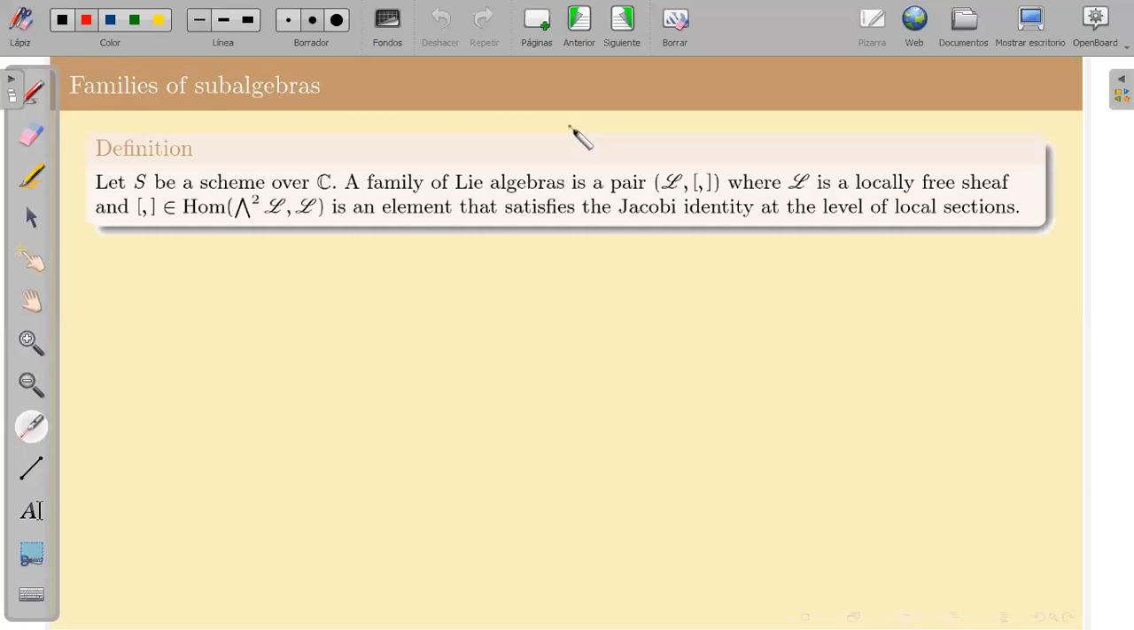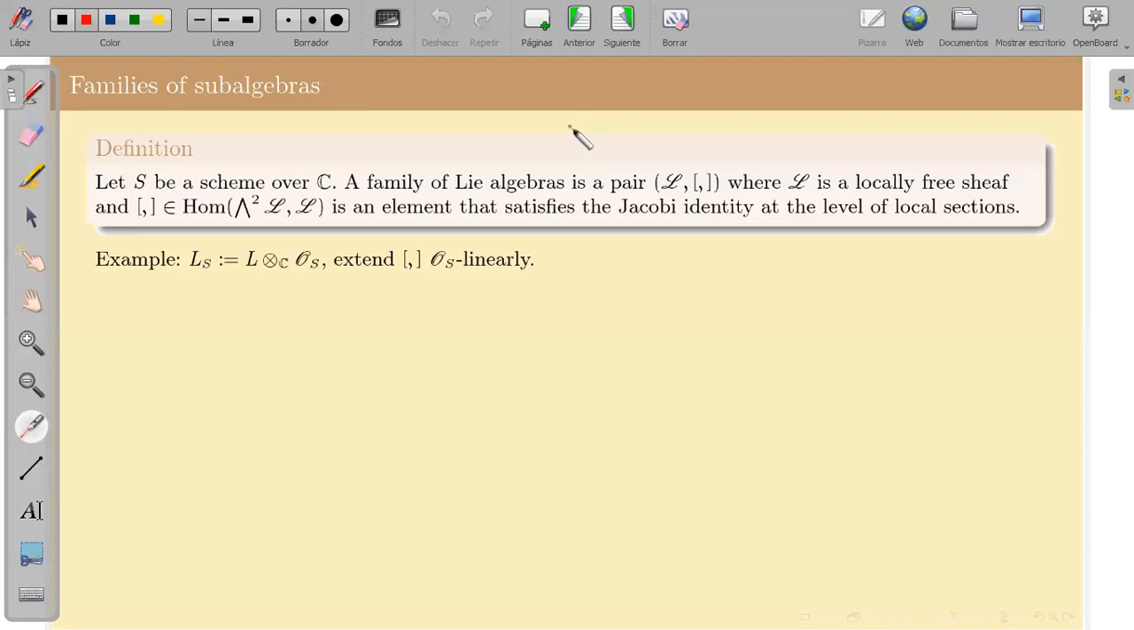Now let's return to the moduli spaces of subalgebras. For every scheme over C, we can define a family of Lie algebras, which is a locally free sheaf together with a bilinear morphism satisfying the Jacobi identity at the level of local sections. A trivial example would be the following. Just take any Lie algebra L and look at the trivial sheaf with fiber L, and you can extend its Lie bracket linearly.